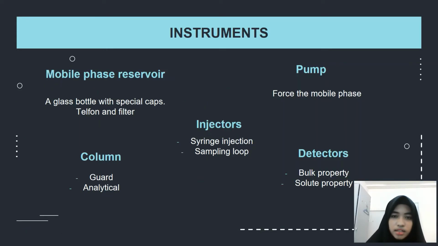HPLC consists of 5 instruments, which are mobile phase reservoir, pump, injector, column, and detector.